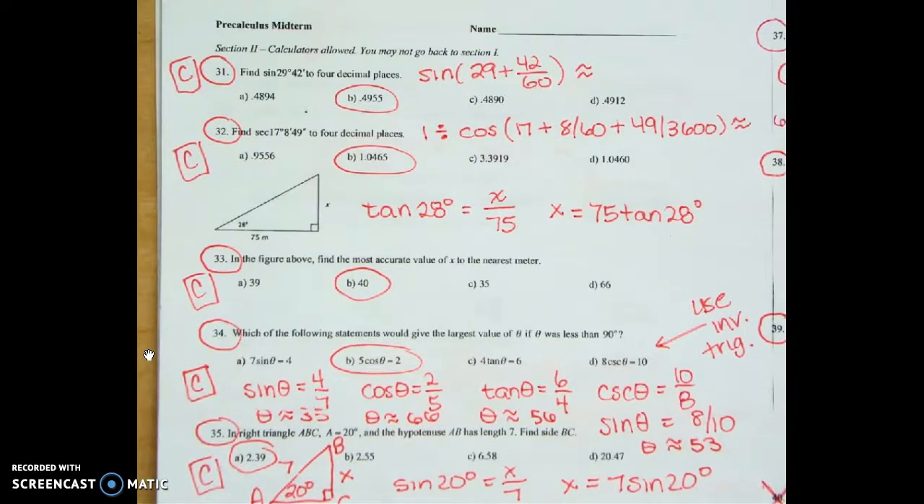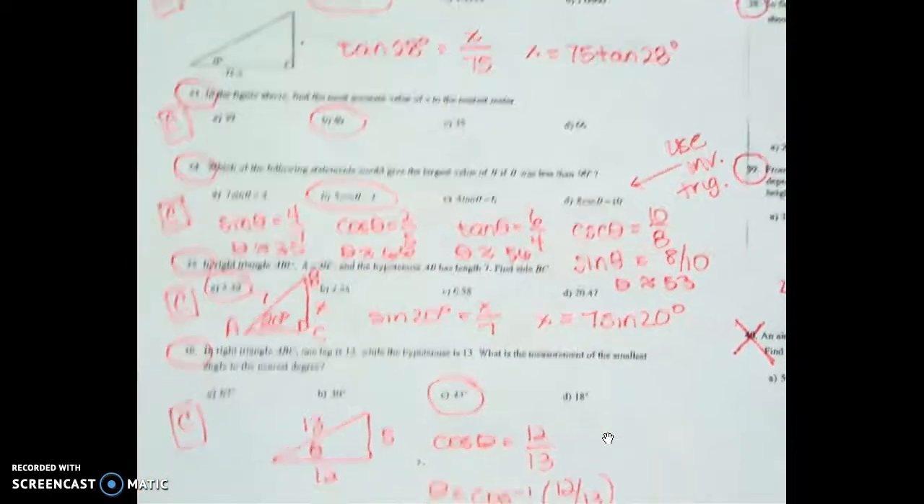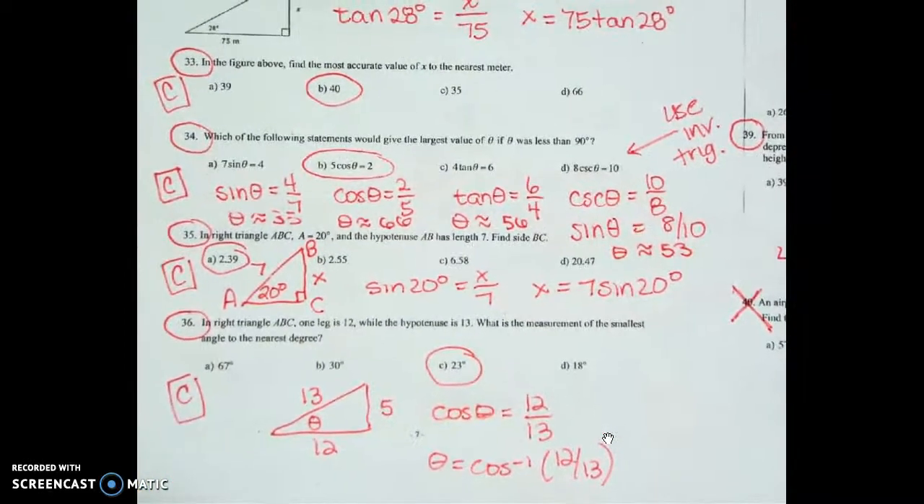On number 34, you could use the inverse trig function to find the value of all of those angles. To find the inverse trig function for cosecant, turn it into a sine equation first. And here are the solutions to number 35 and 36. Again, to find the measure of an angle in a right triangle, you have to use the inverse function.